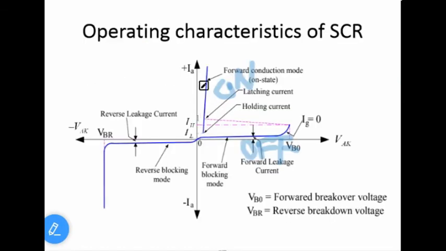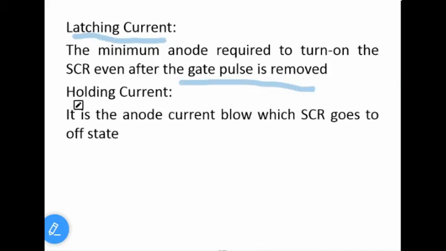The other current is the holding current. Now SCR is turned on. SCR is turned on means gate has no control. Gate is losing its control. Once SCR is turned on, I need to bring it to off state. To bring it to off state, I make the anode current fall below the holding current. The instant anode current falls below the holding current, SCR goes to off state. That's why this holding current is defined as the anode current below which SCR goes to off state.